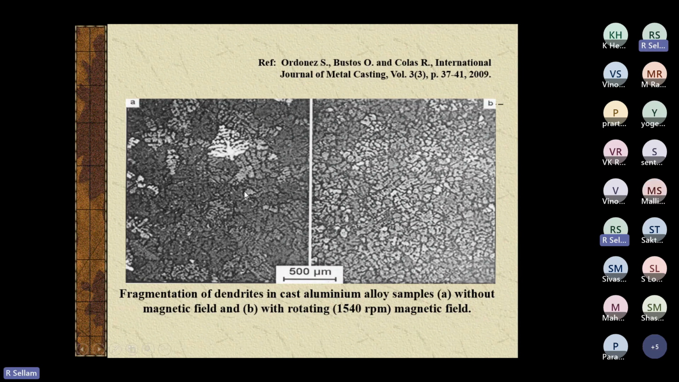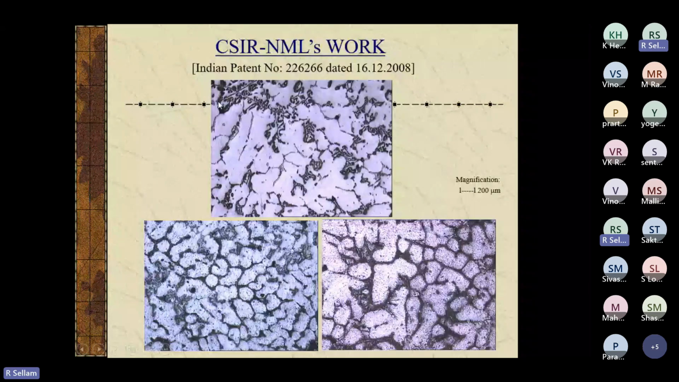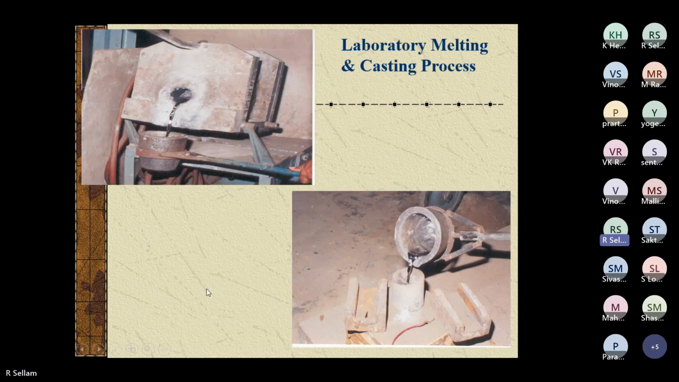This is from the Journal of Metal Casting, published in 2009. You see the dendrites are there. They have been refined by electromagnetic stirring. And our work is well patented. But if you increase the power further beyond an optimum level, the structure gets coarsened. So we have to select how much power to give to get the refinement. It is a low-cost process.